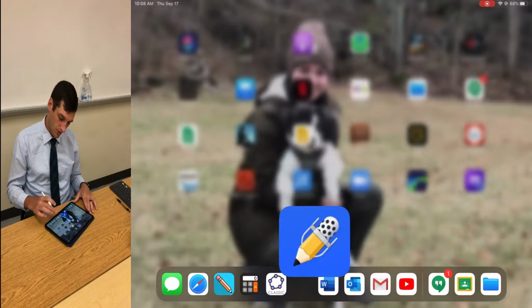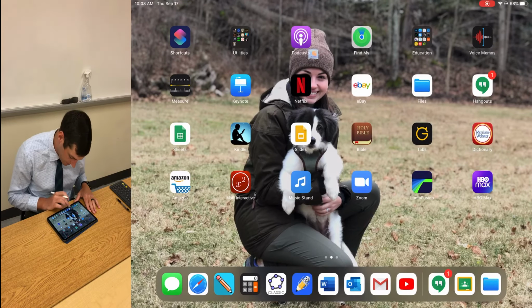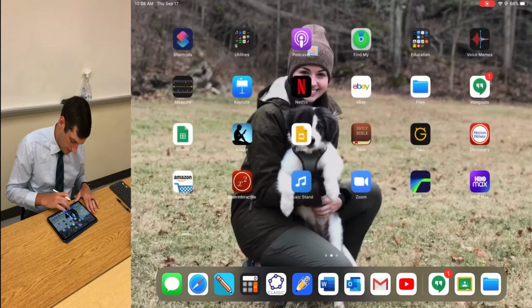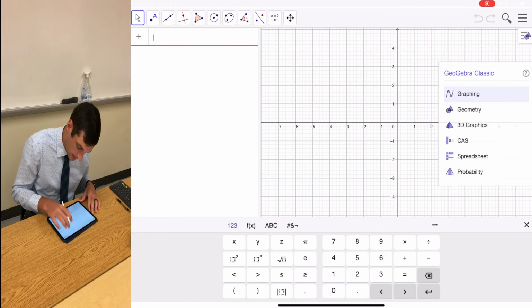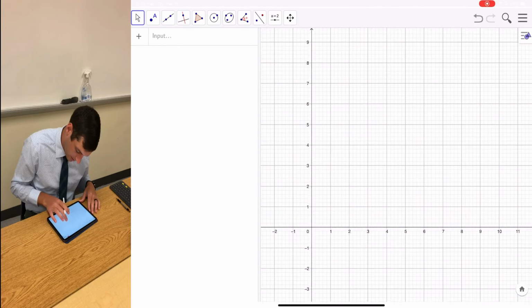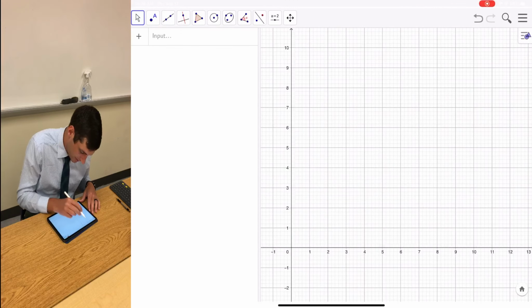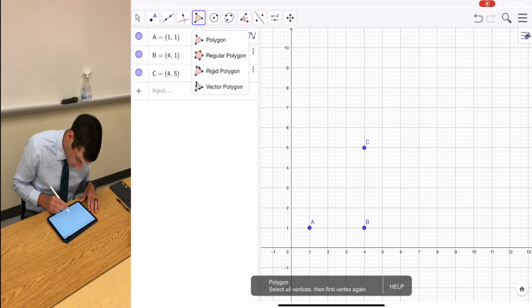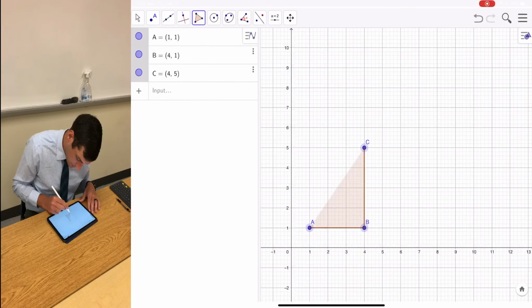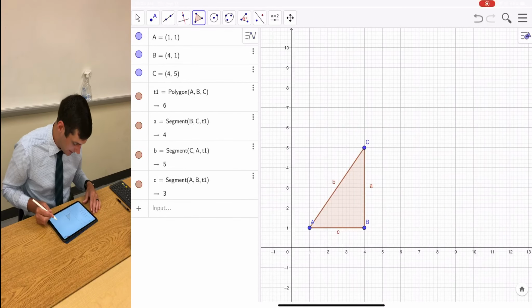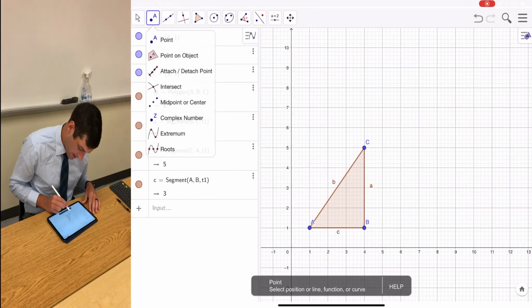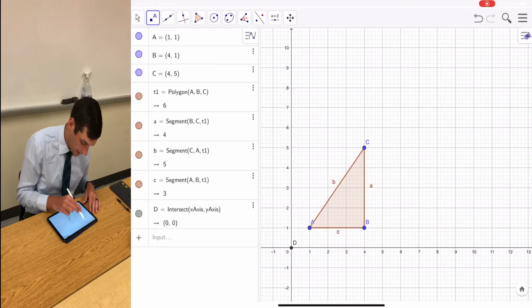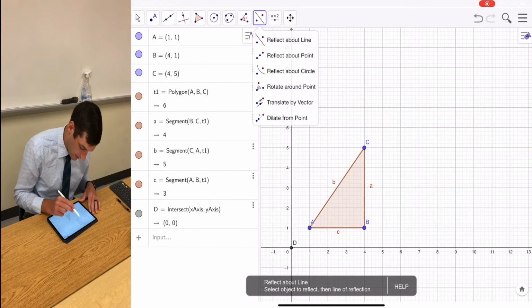So now we're going to dilate the same image. I'm going to go ahead, start over, and I'm going to move it down here to show dilation. Create the same triangle. And we're going to dilate this triangle from the point here. And all right, so dilate from a point.